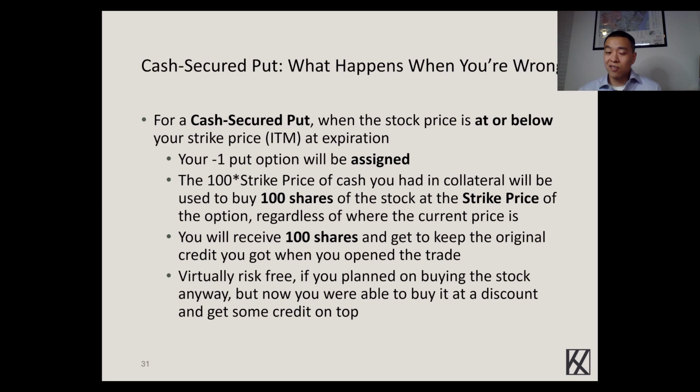But you still receive 100 shares, and you get to keep the premium that you got when you sold that cash secured put in the first place. So it's virtually risk-free if you planned on buying the stock anyways. Like if you want to buy Apple and you want to wait for Apple to go lower, a lot of people just sell cash secured puts at that level they're willing to buy Apple at. And then if they get assigned, who cares? I collect a premium and I bought Apple, which I wanted to do anyways. So that's why it's a great way to enter a position if you are already wanting to get into it.